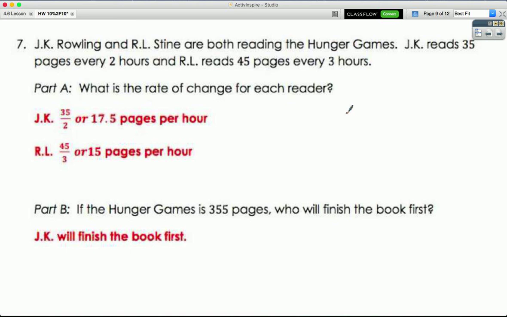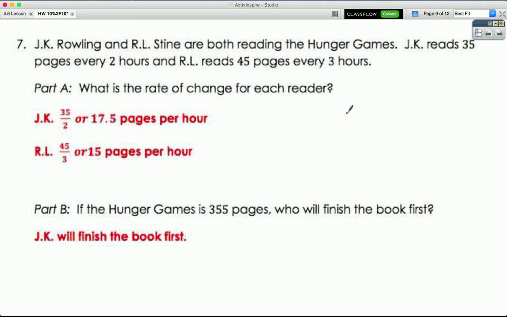Question number 7, J.K. Rowling and R.L. Stine are both reading The Hunger Games. J.K. reads 35 pages every 2 hours and R.L. reads 45 every 3 hours. So the rate of change per each reader, we're basically reducing it into how many pages per hour.